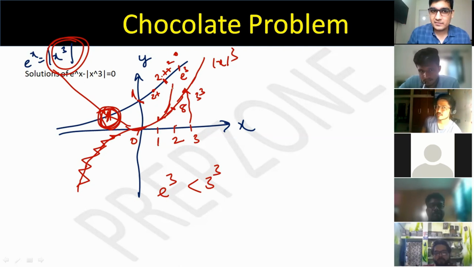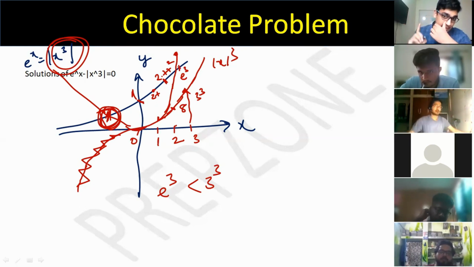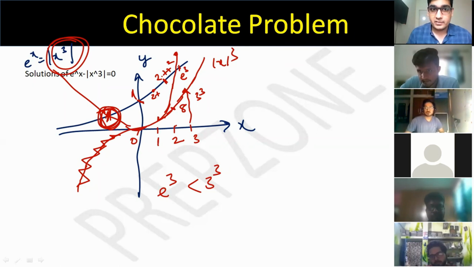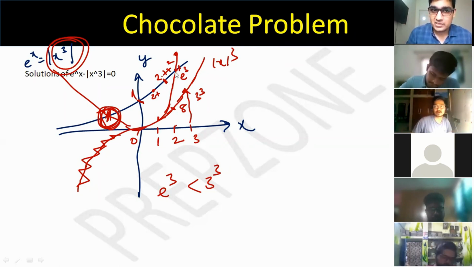It has to intersect somewhere between 2 and 3, so that the graph at x equals to 3 looks like this, because at x equals to 3, the value of x cube is higher than the value of e to the power x, which is why it should look like this. So we will have a second point of intersection somewhere between 2 and 3. Is everyone clear? Because I'm not going to repeat, it's a long thing. So that is how it will look.